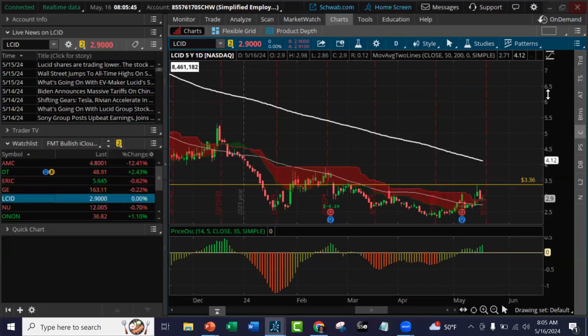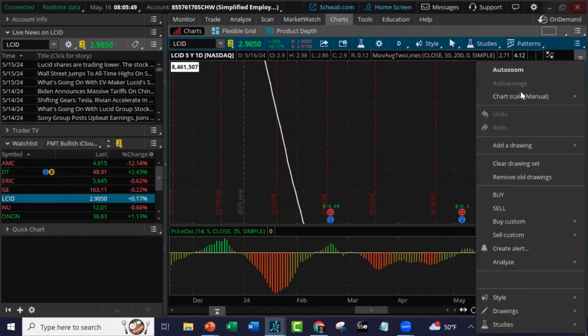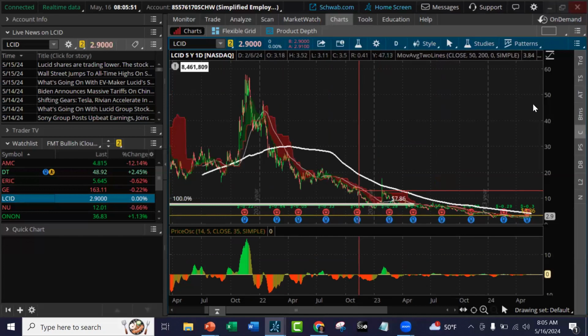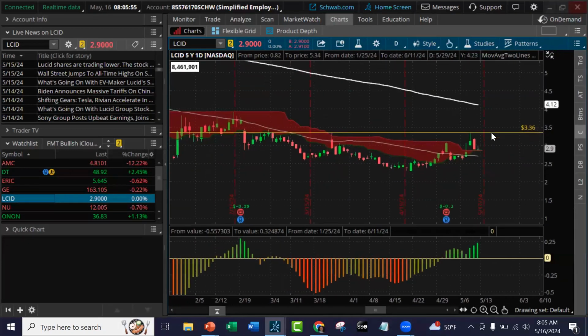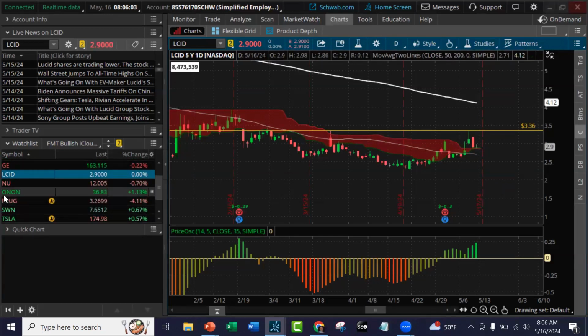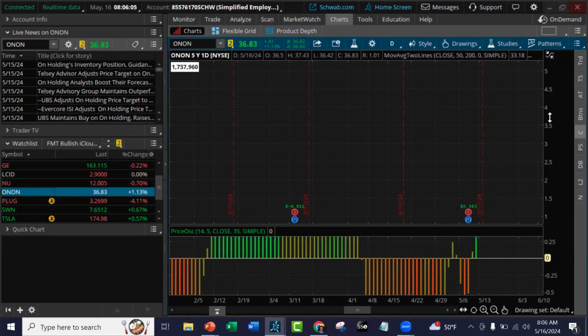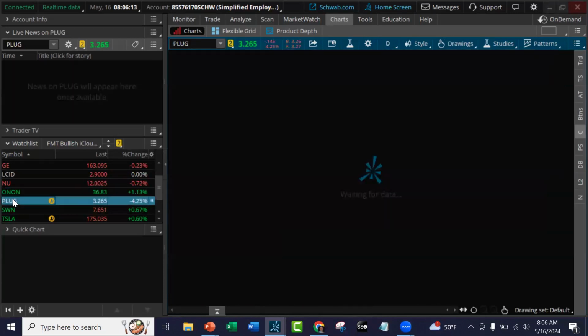Lucid. It's got this prior high that's been real resistance. If it can break through that, maybe we could put that on a watch list. Keep an eye on it. ON. Gap up on earnings. It's heading up. Probably going to come fill this gap, so I'm not going to chase that one up.